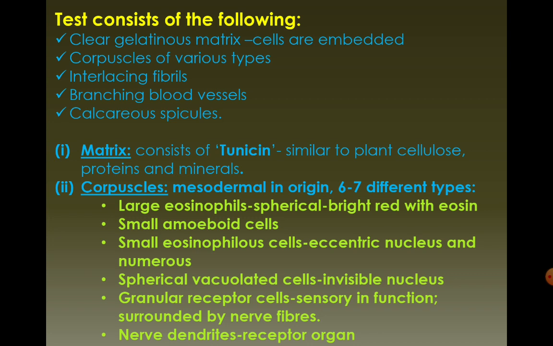And you find spherical vacuolated cells, which are rounded cells filled with a small or large number of vacuoles. Then we have granular cells that lie near the surface of the test, and then small nerve cells, each giving out 2 to 6 processes and containing a large nucleus. The processes are continued into nerve fibrils, which traverse the substance of the test and connect to the various nerve cells, and because of the presence of these nerve cells the test acts as a receptor organ.